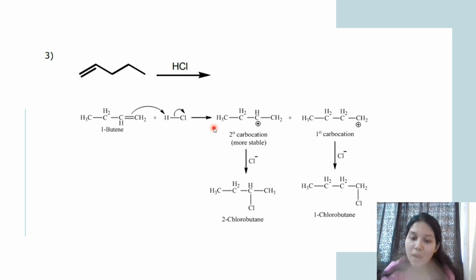Now what happens? The counter anion chloride is present in the system, so it will try to neutralize this charged species. The chloride anion will now attack at the secondary carbocation, and this will lead to the formation of 2-chlorobutane.